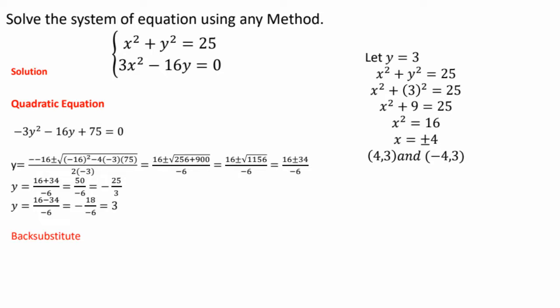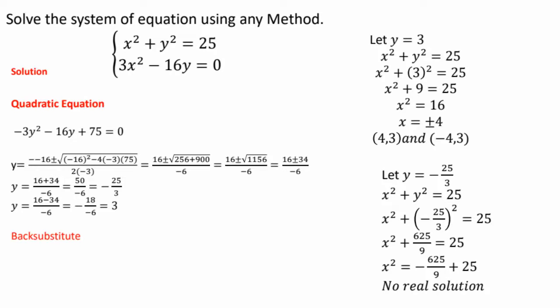Now we need to try the other point, y equals -25 thirds. Again, everywhere I see y, I'm going to plug in -25 thirds. When I do that, -25 thirds squared gives me 625 divided by 9. So I'm going to subtract 625 over 9 from both sides, and we're going to get a negative answer. When we take the square root, it's going to give us imaginary numbers. So again, there are no real solutions. My only two true solutions are the first two points, (4, 3) and (-4, 3).